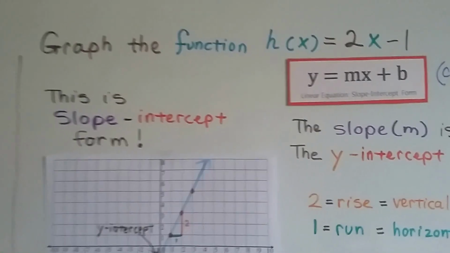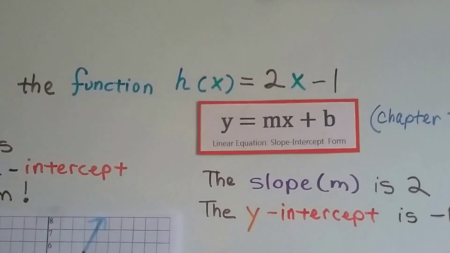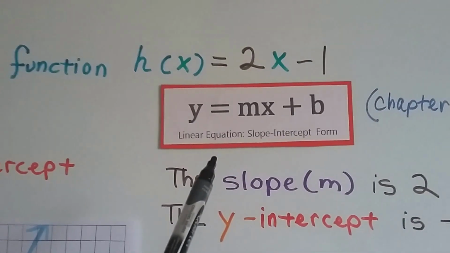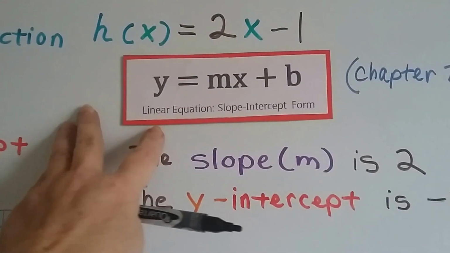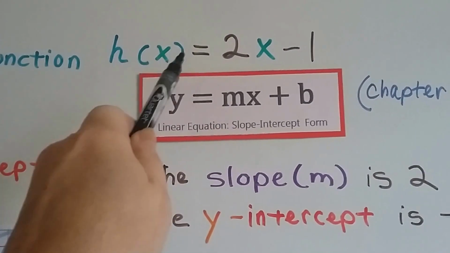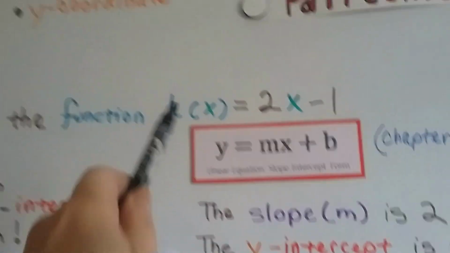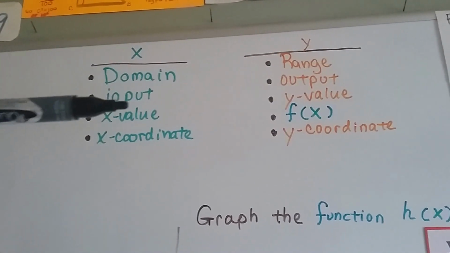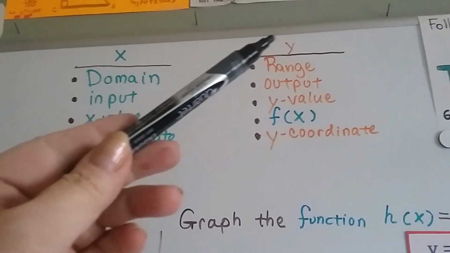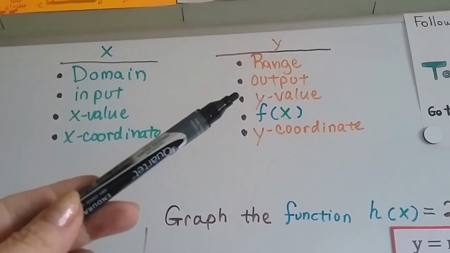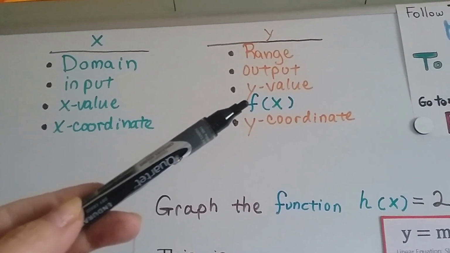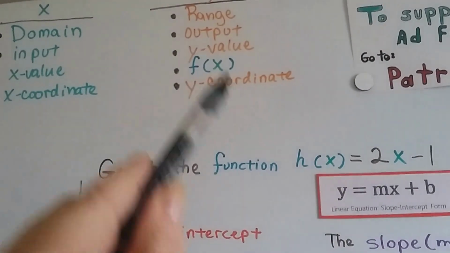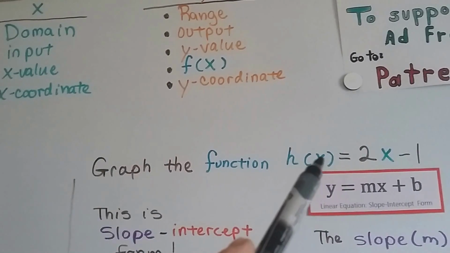If we need to graph the function h of x is equal to 2x minus 1, well, this is from chapter 7. You remember slope-intercept form, right? Take a look at this. This is our y value. Remember, x is the domain, the input, the x value, the x coordinate, and y is the range, the output, the y value, the function of x, and the y coordinate. So this y is the same thing as h of x.